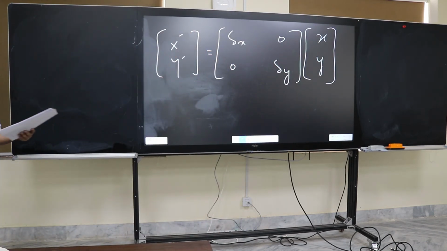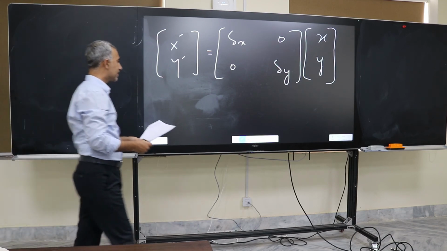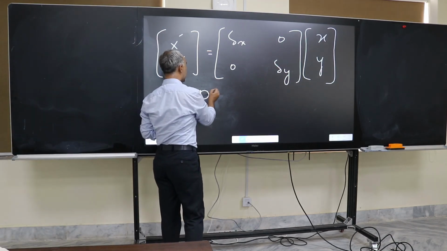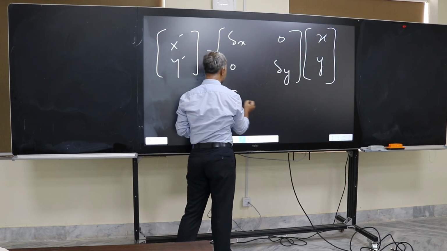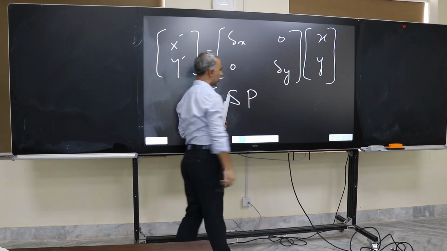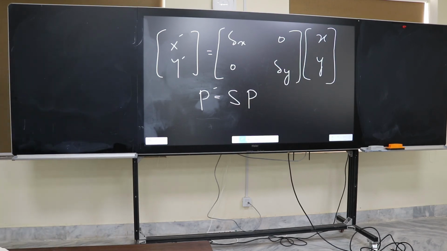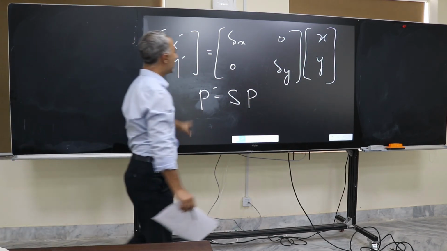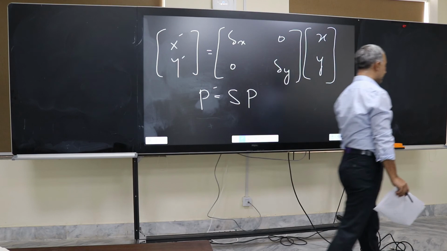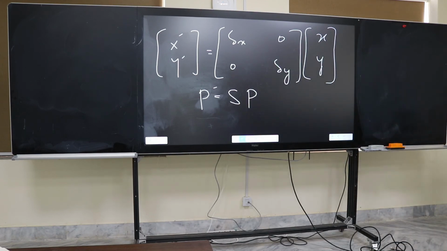It's very simple. This formula becomes scaling, where p is the original point, or you can say vector. So you can get it. Is it really difficult? No. Actually, I don't need to teach you. You can do it. Any question, please?